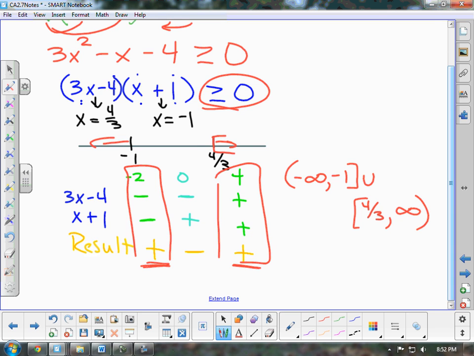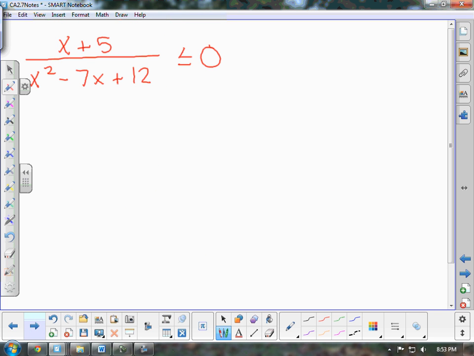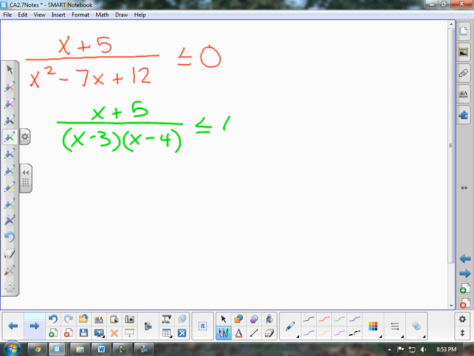One final example is if you have something where there's division in it. Same concepts apply. You still have to factor everything. So here you would have x plus 5 over, and then this can be factored to x minus 3, x minus 4, less than or equal to 0.